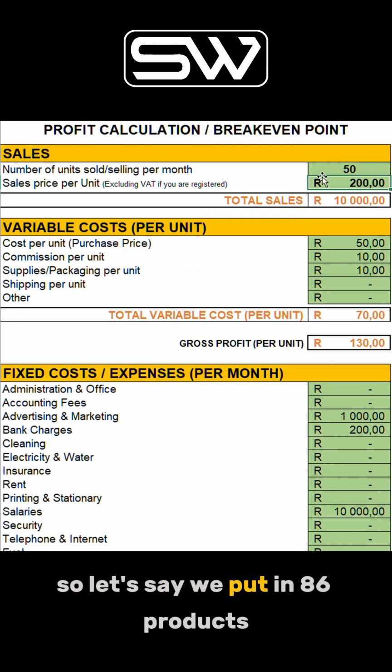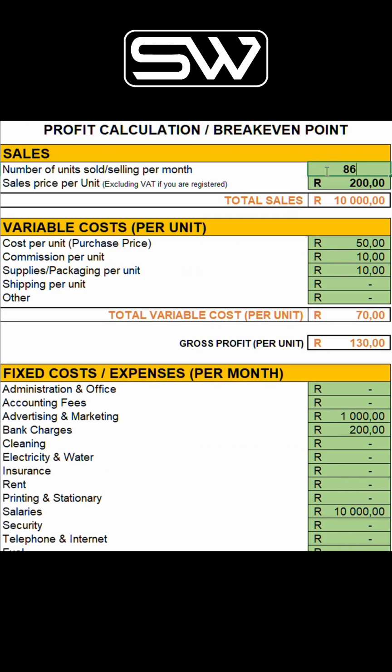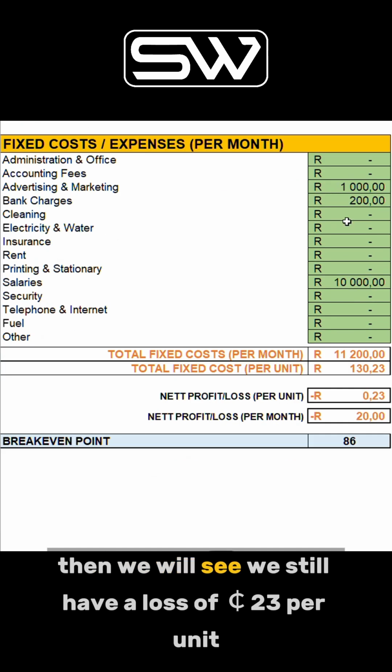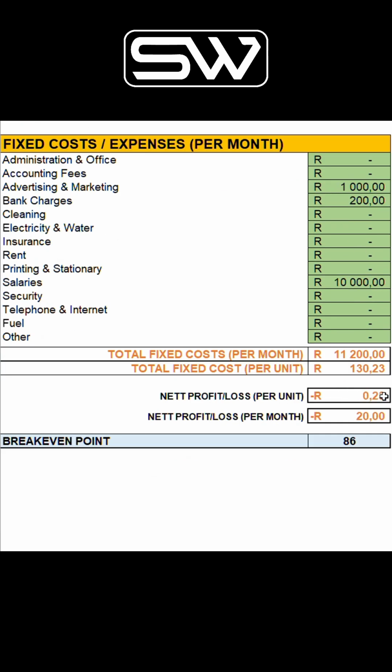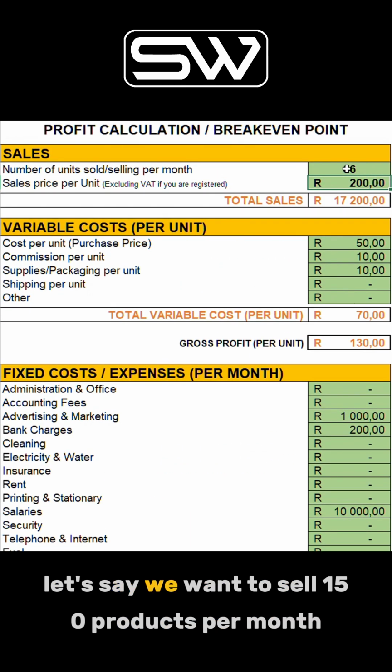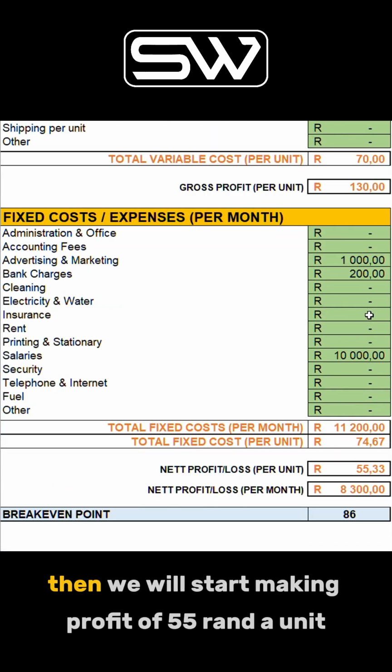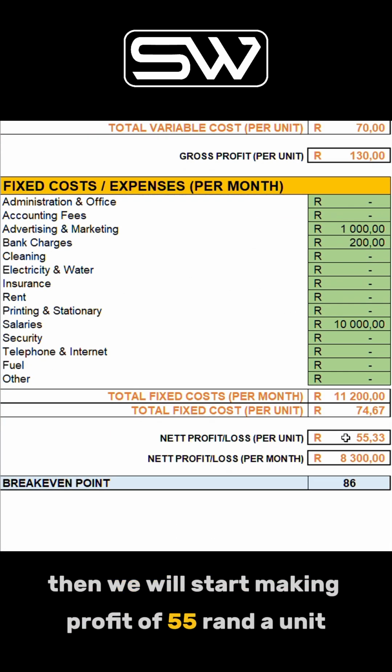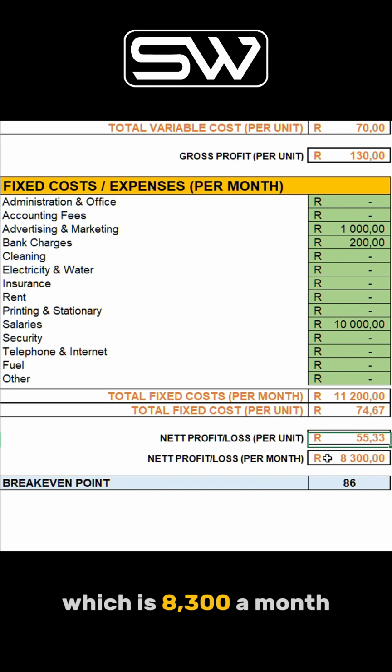So let's say we put in 86 products. Then we will see we still have a loss of 23 cents per unit, which means, let's say we want to sell 150 products per month. Then we will start making a profit of 55 Rand a unit, which is 8,300 a month.